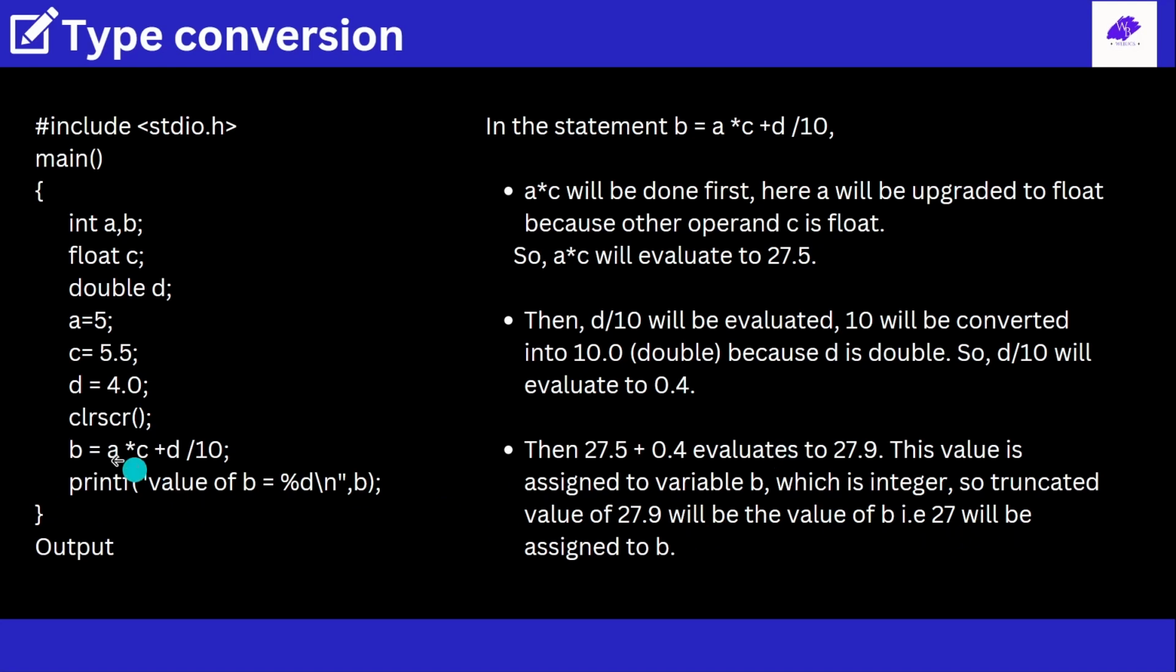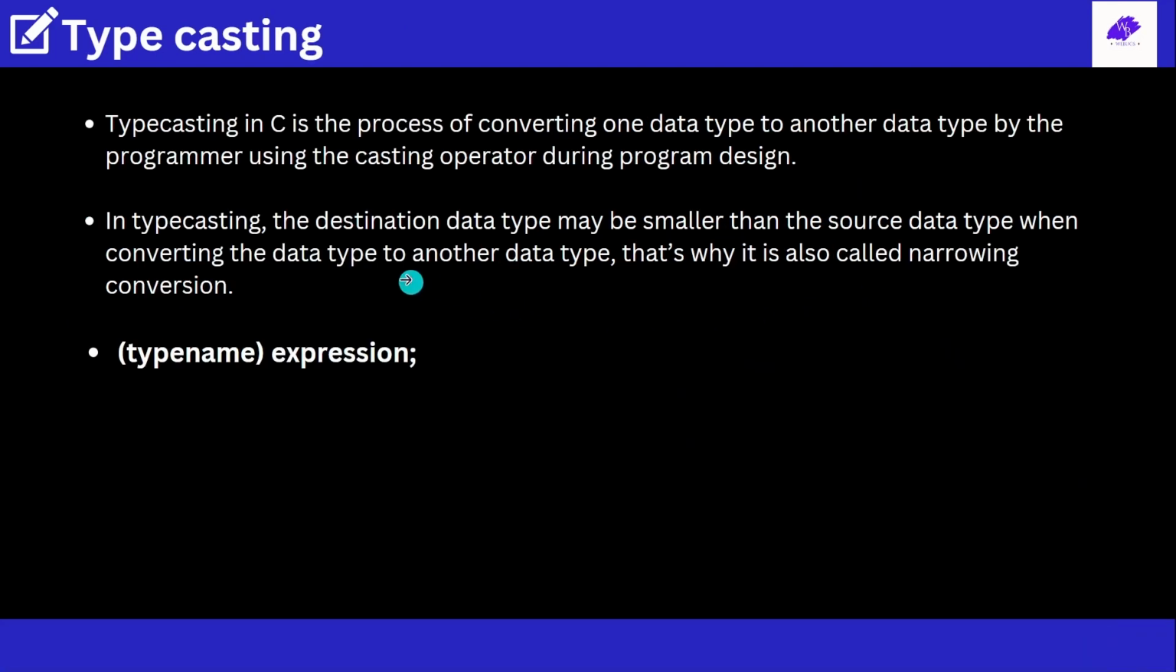If you have converted the type of b into floating or double, then the resultant printf statement will reflect the answer, that is 27.9. So this is the use of type conversion. Next is typecasting. Typecasting in C is a process of converting one data type into another data type by the programmer using the casting operator during program design. As we have discussed in the previous slide, 27.9 will be shown only when we convert its type.